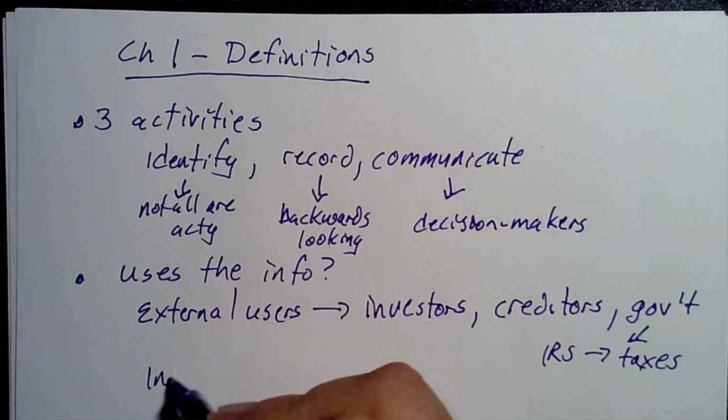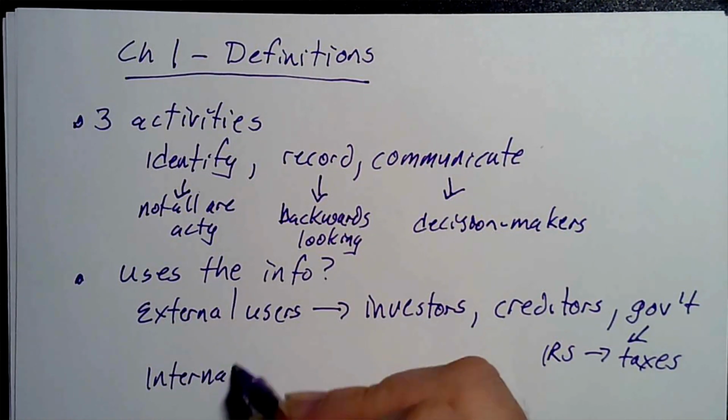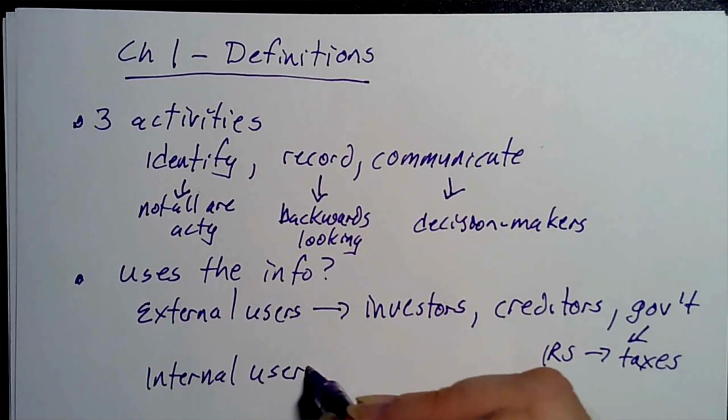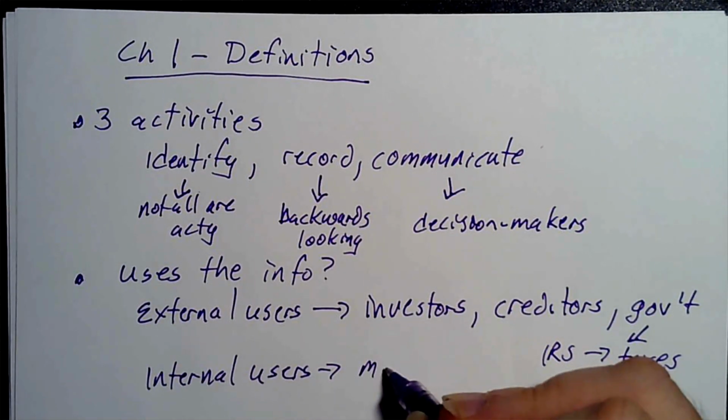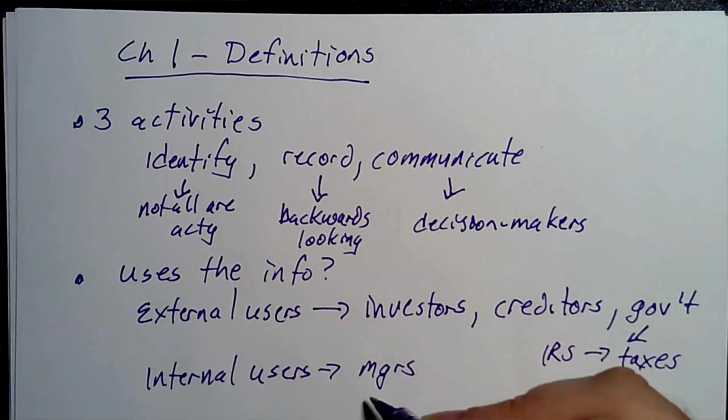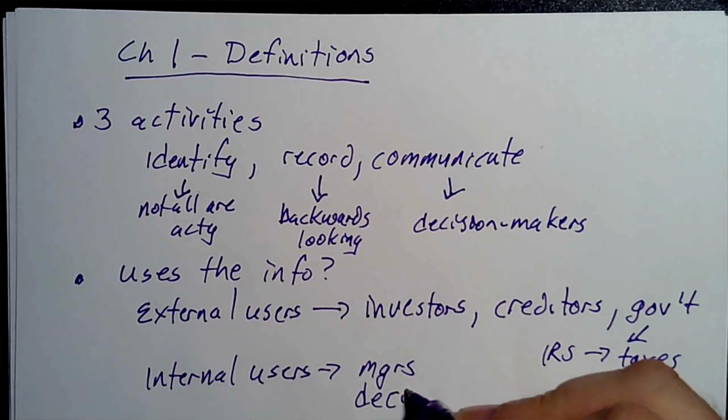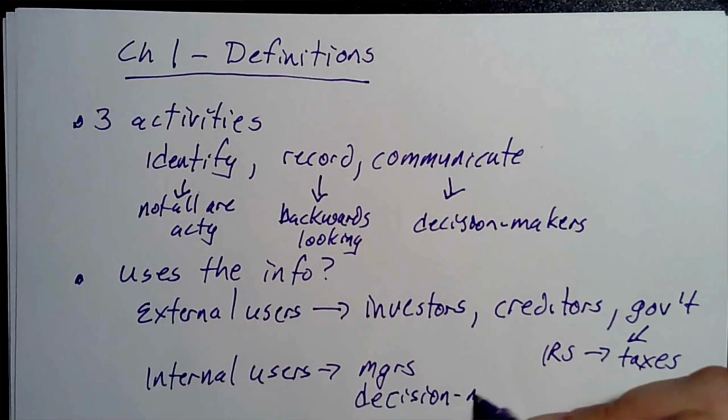Now, once you get a little bit further on in Principles 2, you'll learn that there's another group of people that uses information, and that's internal users. Basically, managers and other decision makers within the company. But we won't address that until much later on in Principles 2.